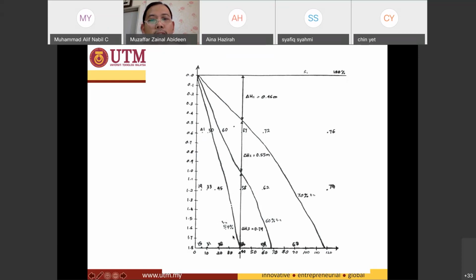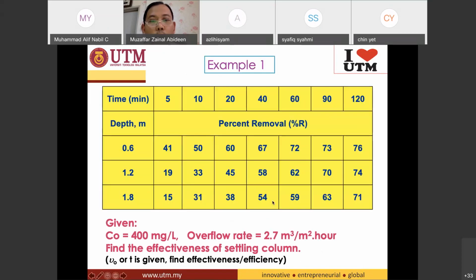Doctor, why did we take the line at 40 minutes? Right. We were given the overflow rate. From the overflow rate, you can find out your detention time by using the formula H divided by T. Tell me, what is your T? Try to get your T. I want it in minutes, not in hours.